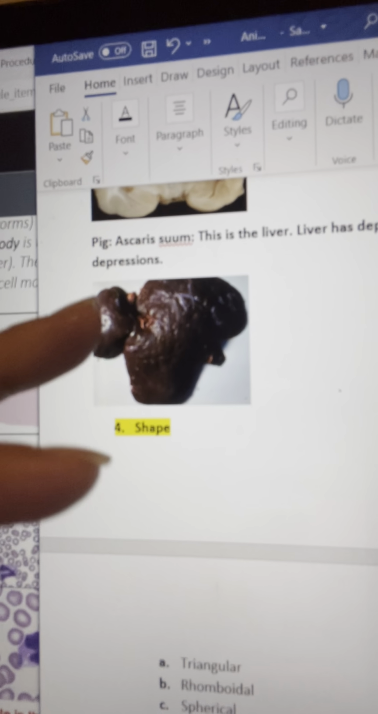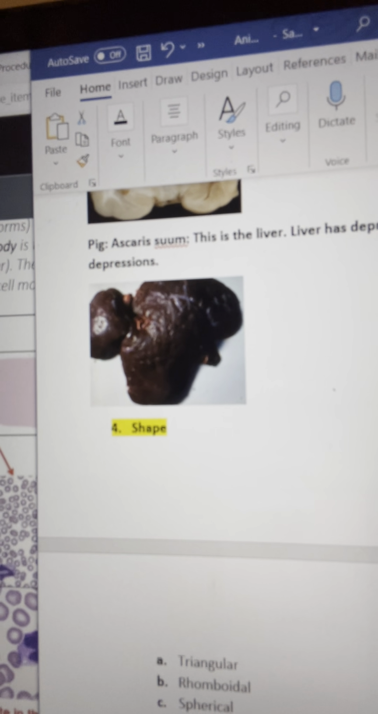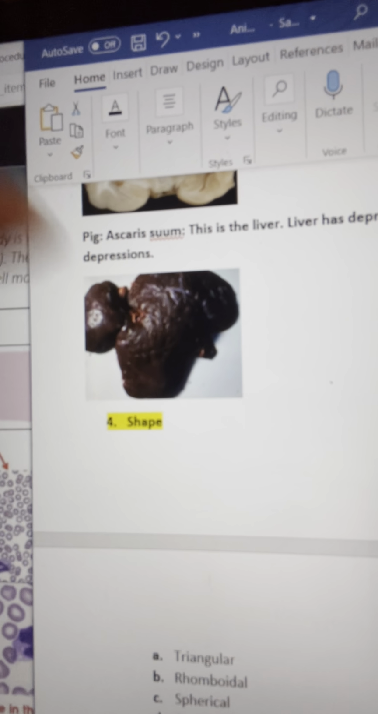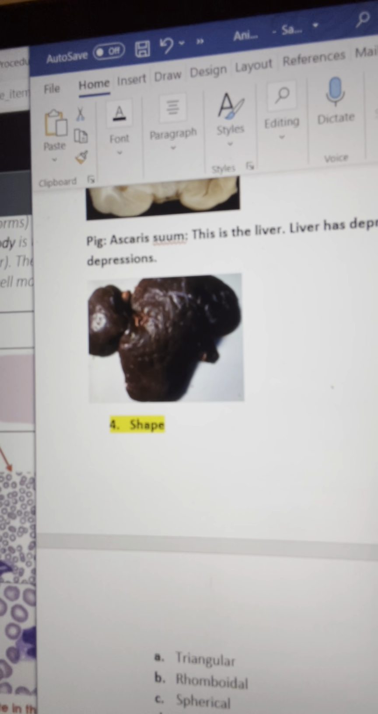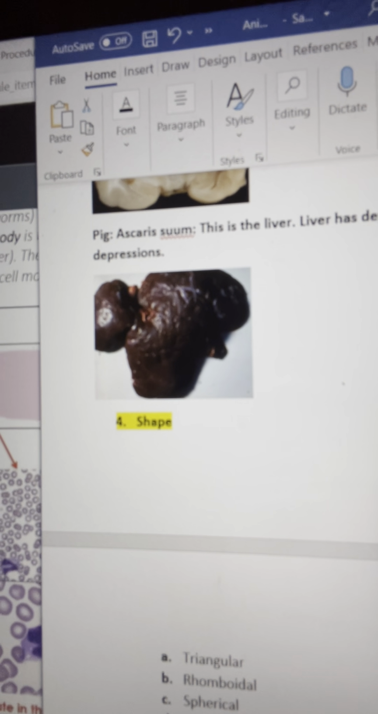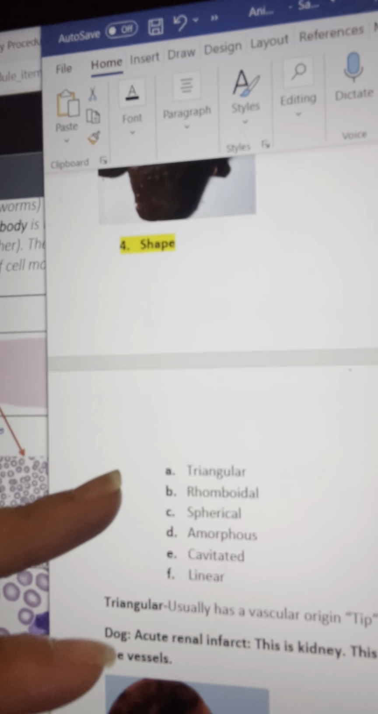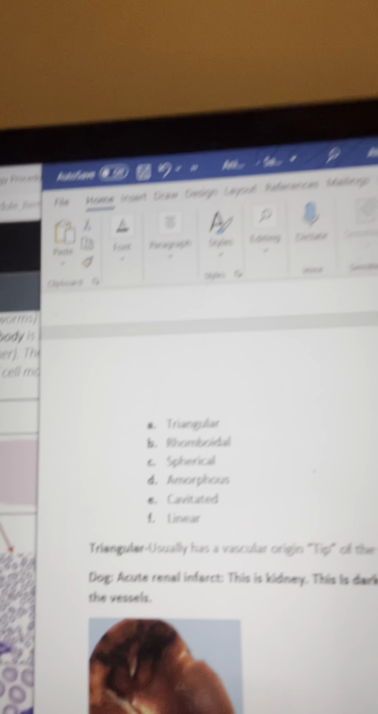So here we have a pig. This is the liver of a pig. The liver has depressions. I don't know if you can see them, but it's multifocal to coalescing wide depressions. So then we got into shape. We started on shape anyways.